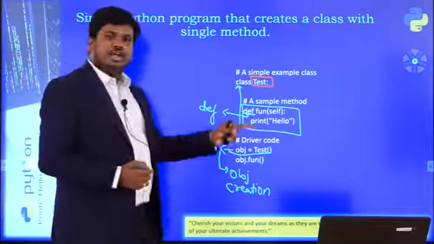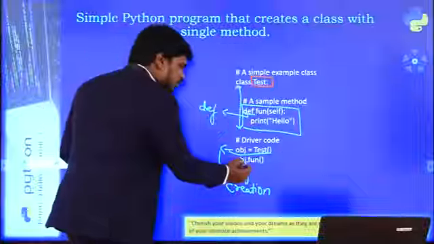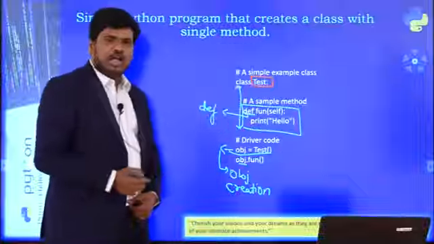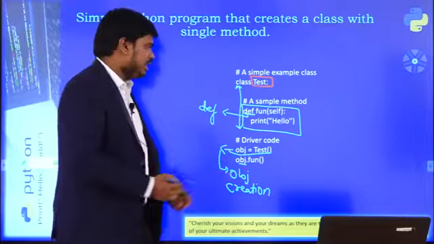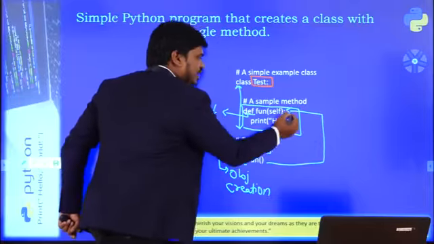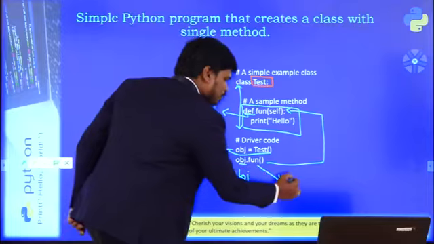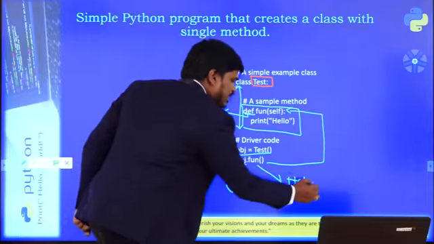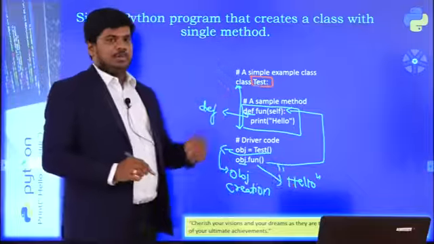Next, in order to call the class members, I have to use an object as a reference. With the help of my object, I have called my function. As a result, my output would be hello. So this is a sample program.